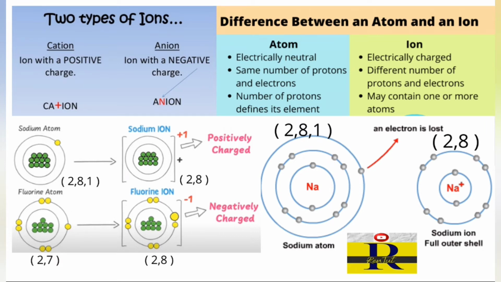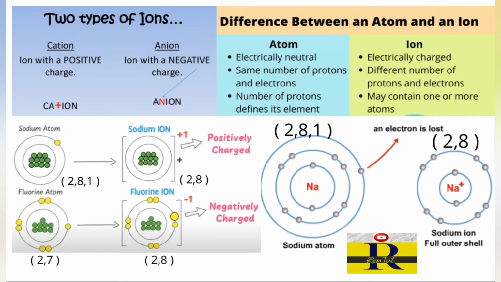We have already discussed an atom is always electrically neutral. Why? Because it has the same number of protons and electrons. So the number of protons defines what the element is in an atom. Now coming to ion, what is an ion? An ion is electrically charged. There are different numbers of protons and electrons, and it may contain one or more atoms. We will be seeing what is an ion.